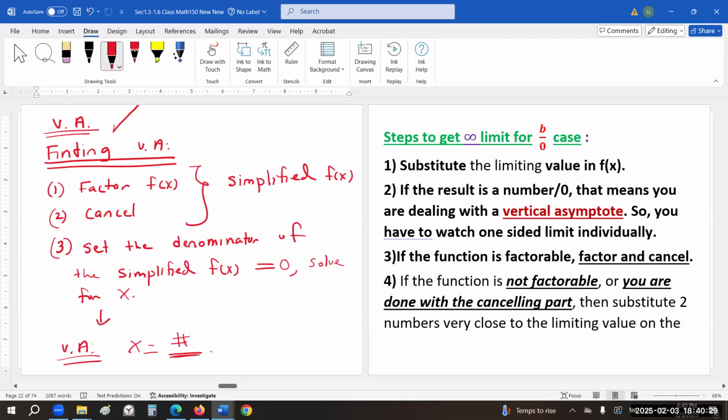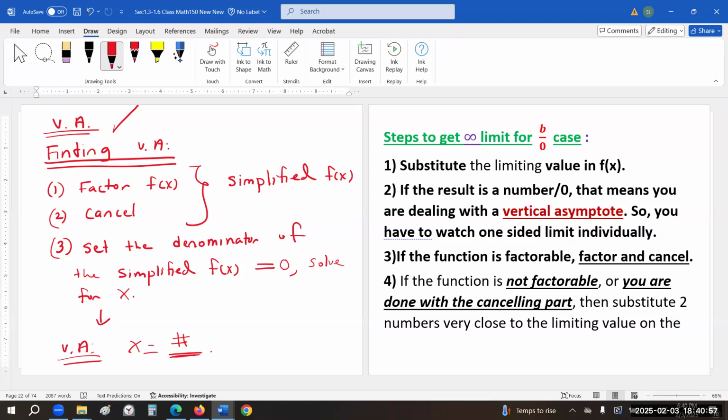Now, what are the steps to find the limits at or near a vertical asymptote? Like I said before, we don't have many options. We have only two options. Either we simplify the function and then resubstitute the limiting value, or sometimes you have to do both, sometimes just one of them. And if you get a real number after resubstitution, you stop, that's your limit.